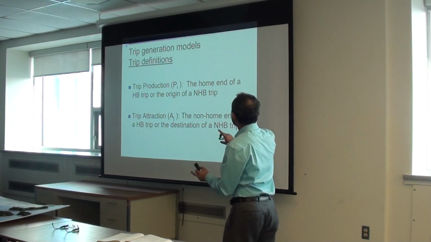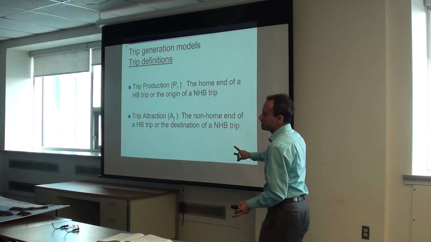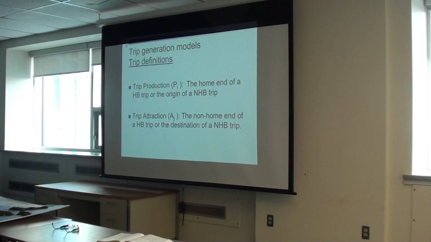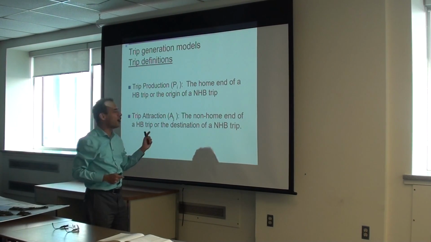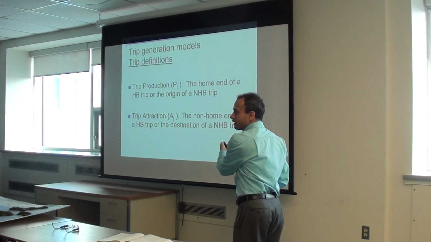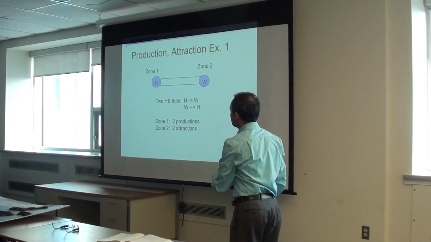And trip attraction is the non-home end of a home-based trip. So in this case, my Dalhousie zone is actually attracting, because it is the non-home end of my home-based trip. So it has an attraction of one trip. So, the non-home end of a home-based trip, or the destination of the home-based trip. It might look a bit confusing in text. Just look at the example.